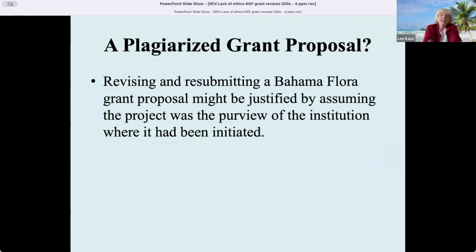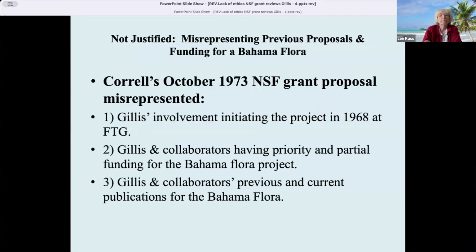Well, the question is, is this really a plagiarized grant proposal? Revising and submitting a Bahama Flora grant proposal might be justified by assuming the project was the purview of the institution where it had been initiated. That's all well and good, except that the argument doesn't really fly because it wasn't the institution that started this, but it was actually the researchers within that institution whose idea it was.